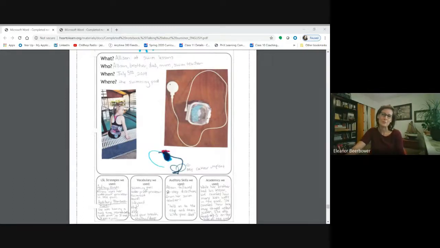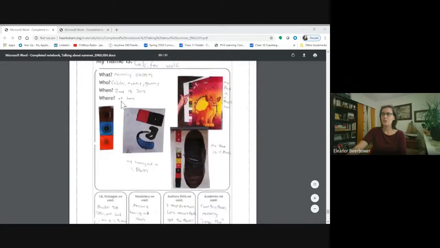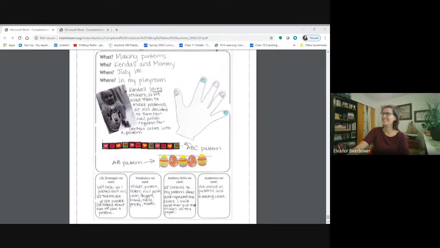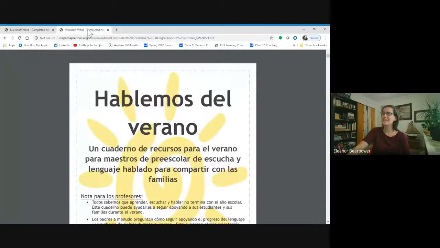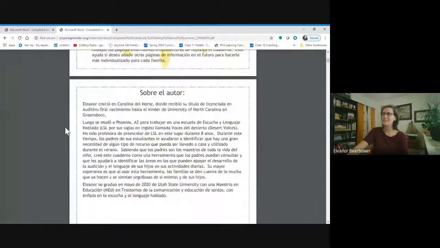This journal is going to help your child tell the story of their summer. Oh, also a child glued in real life Rubik's Cubes. So the options are endless. I want you to also see this is available in Spanish as well.